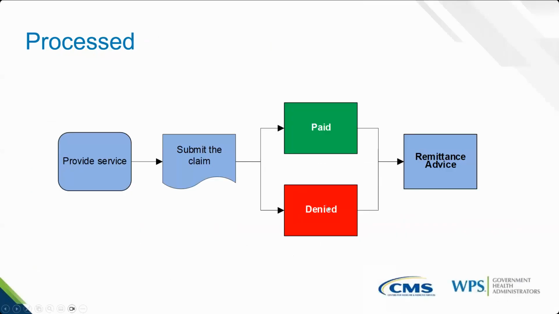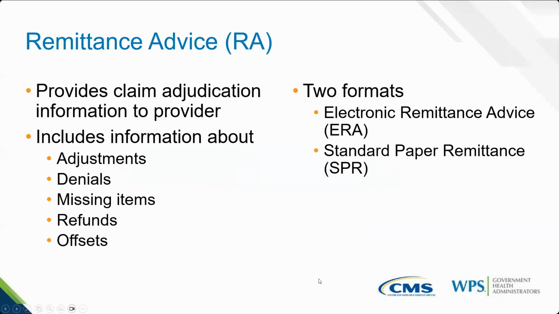So this graphic then shows the path for a processed claim. Again, the service is rendered, the claim is submitted, and the claim or claim lines will either pay based on Medicare guidelines, and then the remittance advice is generated. Now, there's a lot of information on that remittance advice, and it's important for you to pay attention to the information there in order for you to fix or resubmit or request an appeal for an item or service that was rejected or denied. Sometimes we talk about the remittance advice and call it by different names.